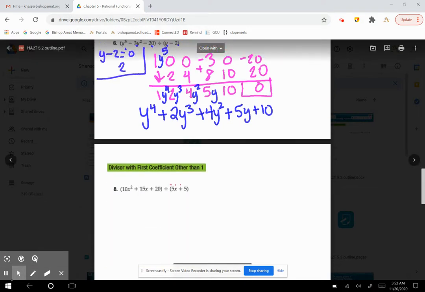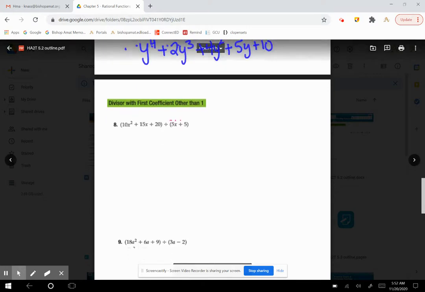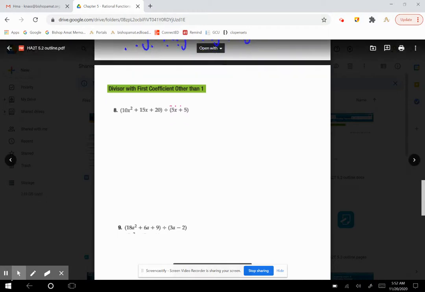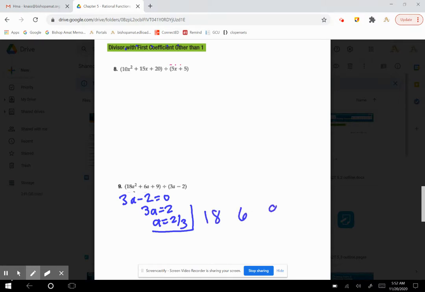Okay, last one to look at, we're not going to do, but we're just going to look at these. Let's look at number 9. See here how the bottom is 3a minus 2. That still goes in our box. So you have 3a equals 2 and a equals 2/3. So even though that's a fraction, you are still able to solve. Okay? And actually, you can see that everything's divisible by 3.